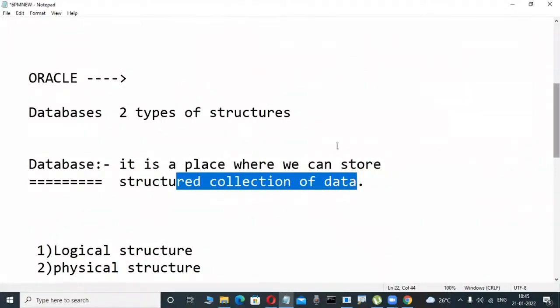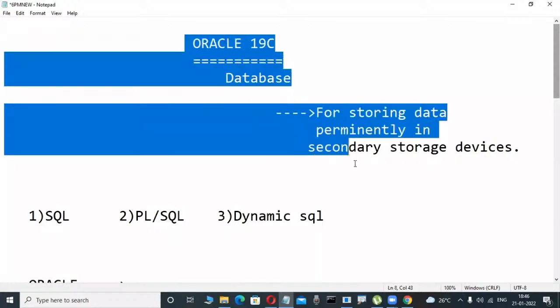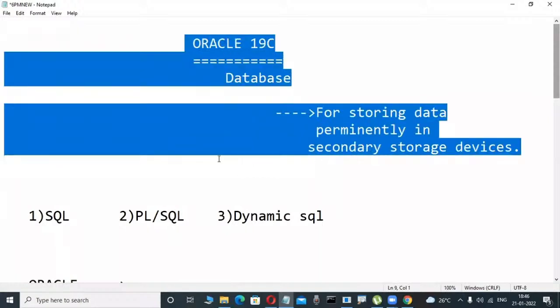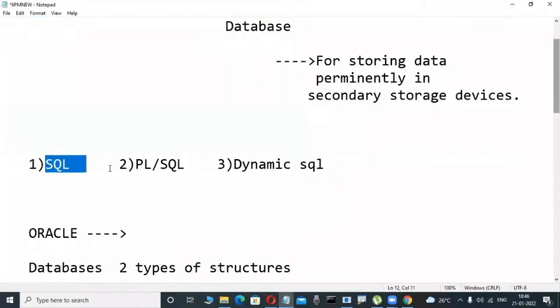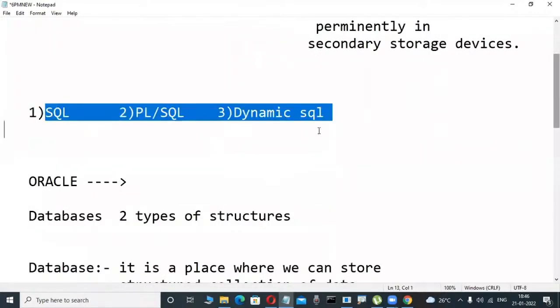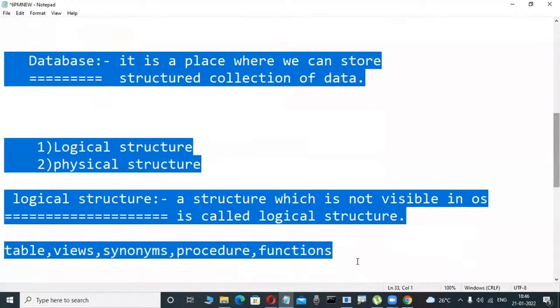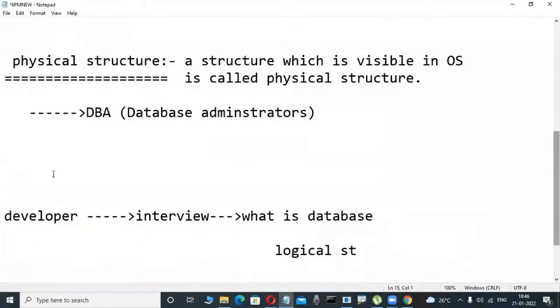That is the logical side we are talking about. What is the purpose of databases? Not only storing data permanently, but also retrieving and fetching the data efficiently from some place. If you want to operate this Oracle software, we use SQL, PL/SQL, and dynamic SQL languages. In any Oracle course, these three things are taught. That is a very small thing I'm telling. Okay, fine.